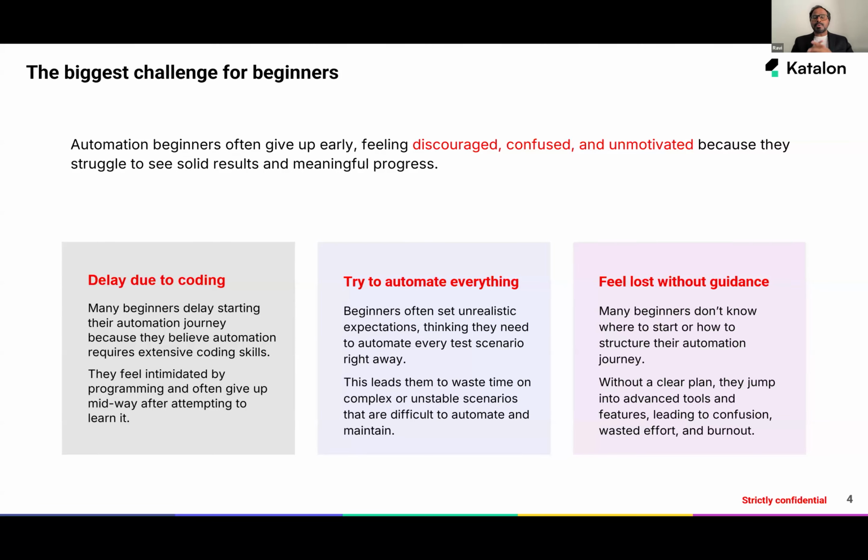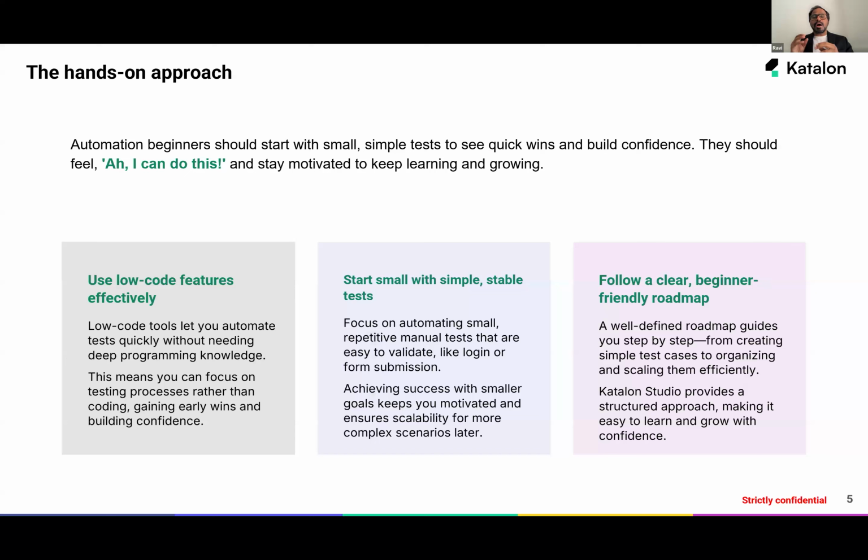So this is where I would like to recommend a structured approach. I'm going to discuss a hands-on approach to mitigate all the challenges that we discussed in the earlier slide. Automation beginners often give up early, feeling discouraged or confused, as I told you earlier. These challenges can be mitigated by starting with small, simple tests to see quick wins and build confidence.